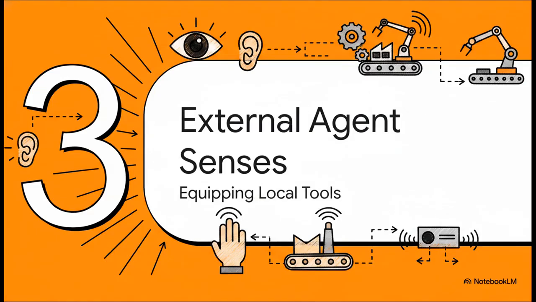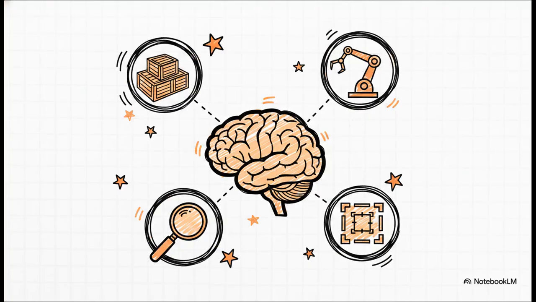So we have the brain structured. Now let's look at step 3, equipping external agent senses. Because an agent is pretty much useless if it can't actually interact with the physical and digital world of the factory. We connect the agent's internal reasoning to the external world through local tools. You're going to be writing Python functions that act as the agent's actual senses. The standard example we use is inspect factory inventory, which lets the agent fetch real-time data about parts.